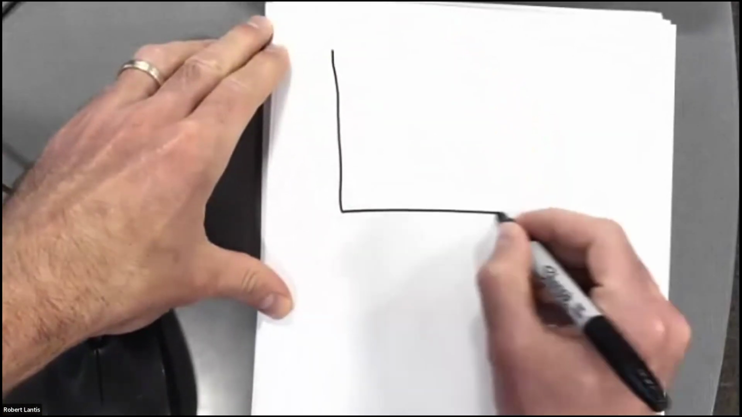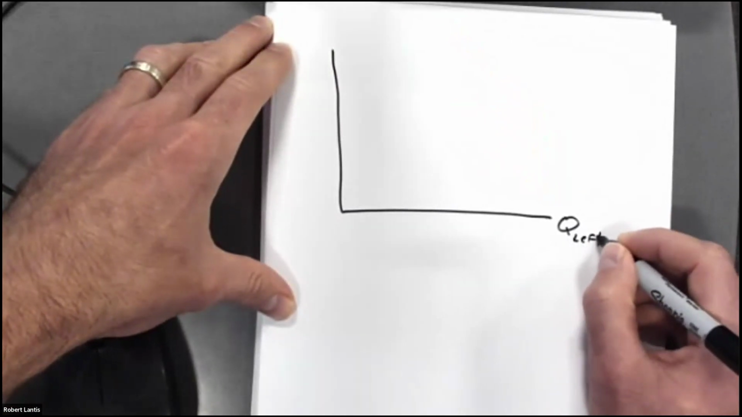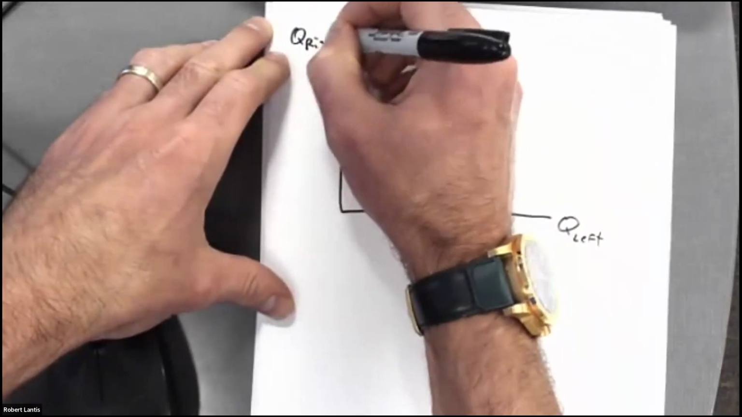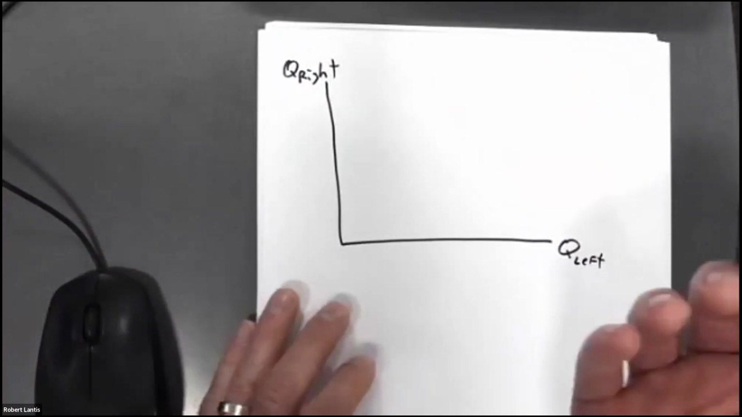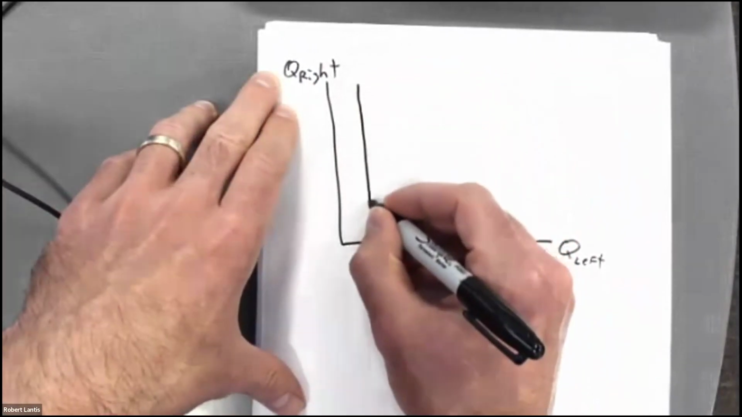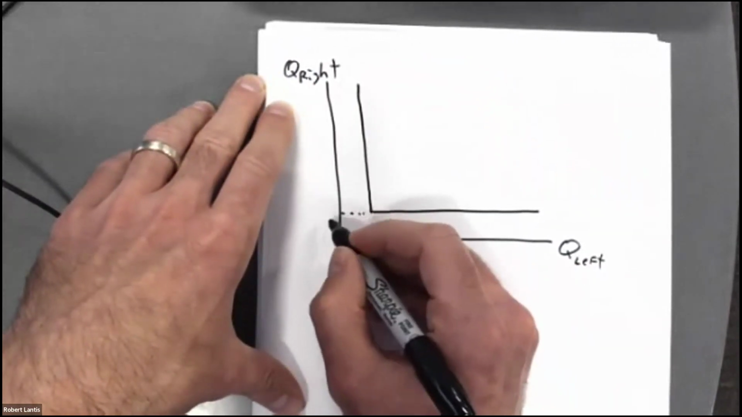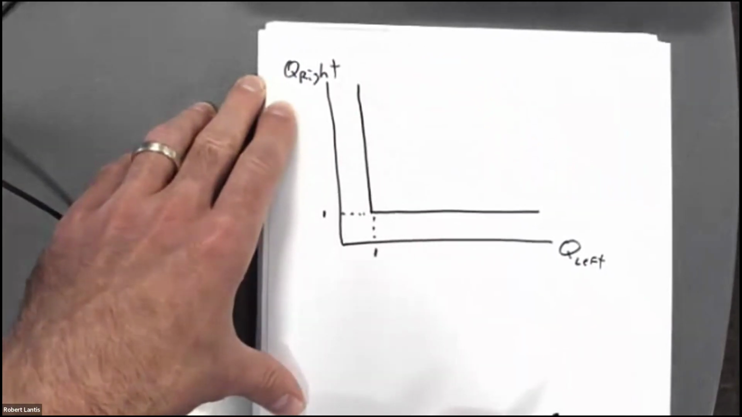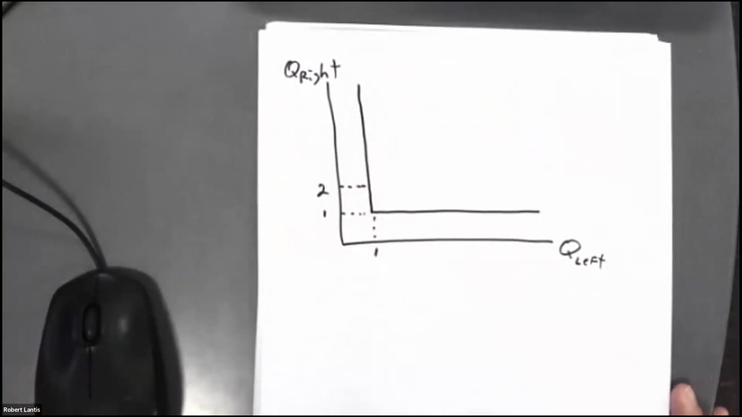So when we're talking about perfect complements, those might be the easier ones to think of. I think I did left shoes and right shoes, right? It doesn't really benefit me to have just a right shoe or just a left shoe. This is a good example of perfect complements. So what's going to be true about the indifference curves for perfect complements? Well, if I have one left shoe, one right shoe, that's really the same to me as if I had one left shoe and two right shoes because I can't wear a right shoe without a left shoe.